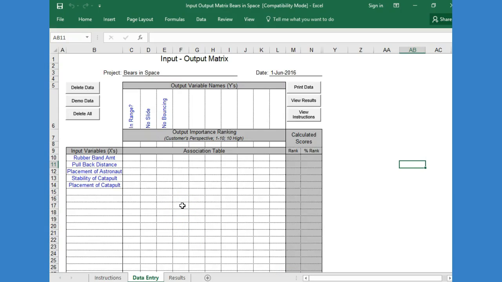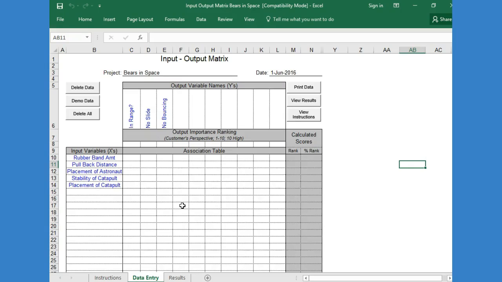So we're switching over to Excel now. This is what the live analysis looks like. You can print, view results, and view the instructions by clicking some buttons. You can delete data, or fill this with demo data if you're curious how it works. Click a button and it just fills it full of demo data. Or delete all. I don't want to do any of those because we're going to use this.